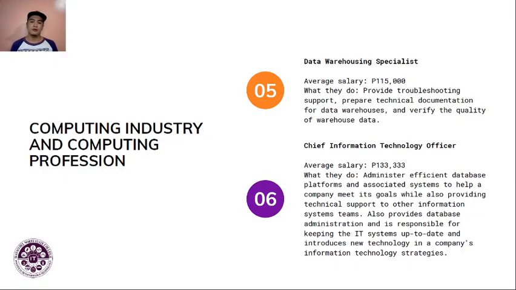Now, number five, we have data warehousing specialist. Average salary is 115,000. So what they do, they provide troubleshooting support, prepare technical documentation for data warehouses, and verify the quality of warehouse data. From the word itself, you know the difference between data and information. Data are raw, while information is processed data, right?